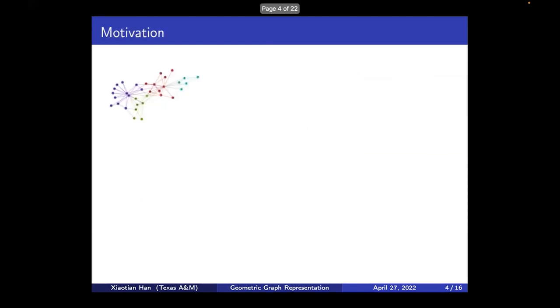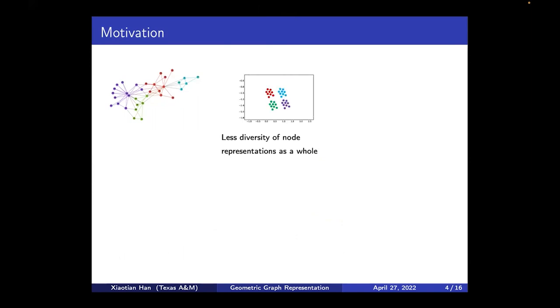So if the key idea is to model the similarity between the connecting nodes, then look at an example here. If we have a toy graph, and we get a representation that looks like this, we can see that in the whole representation space, the node representations only occupy a very small area. So such node representations have less diversity as a whole, because they only span a very small area in the whole representation space.